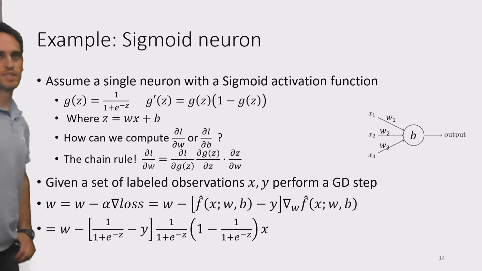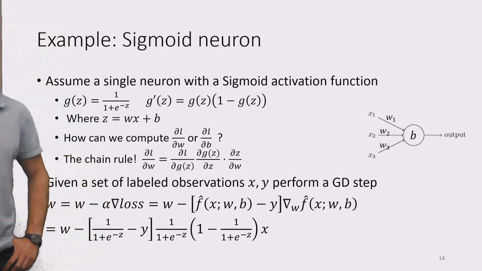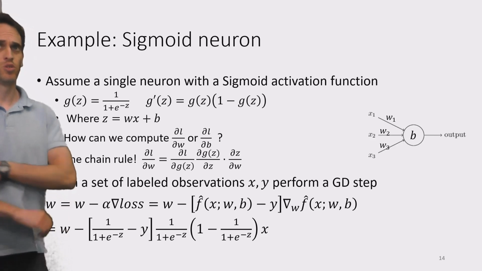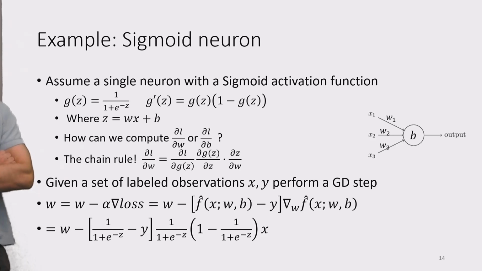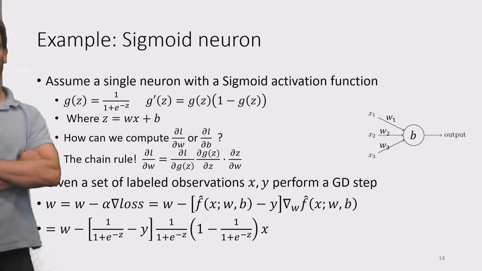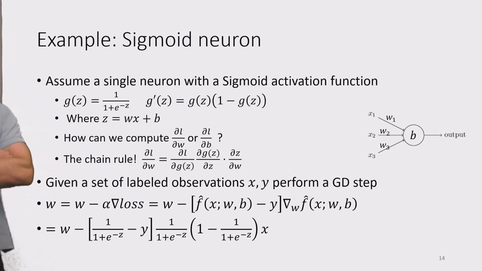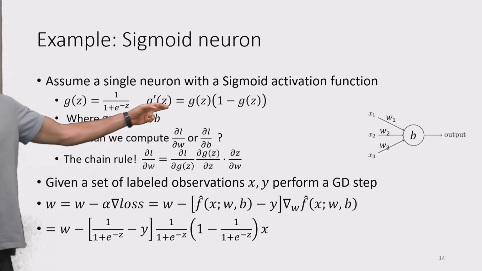Okay, so let's look at an example. How can we optimize an approximator that uses the sigmoid activation, for instance, a single neuron that uses a sigmoid activation? We'll see this as an example, and later on we'll generalize this into a full network. So let's assume a single neuron with a sigmoid activation function, right? And so I provided here the sigmoid activation function and then the derivative of the sigmoid activation function.